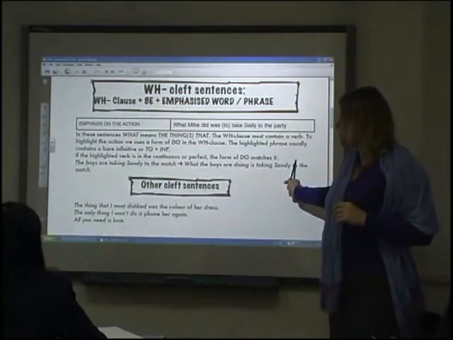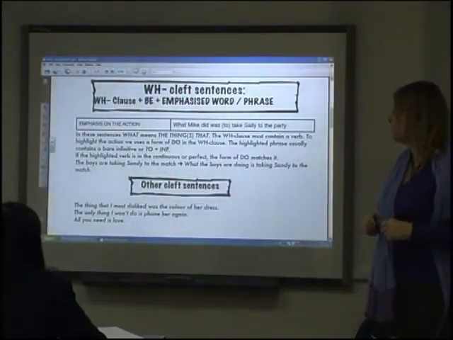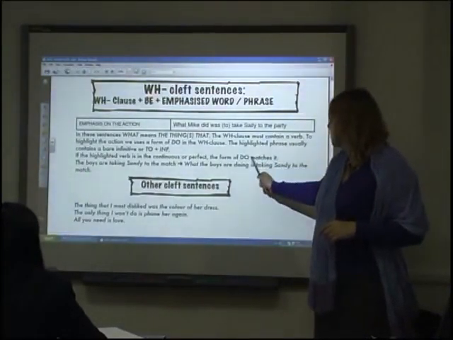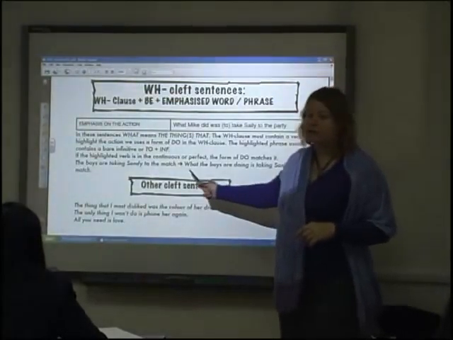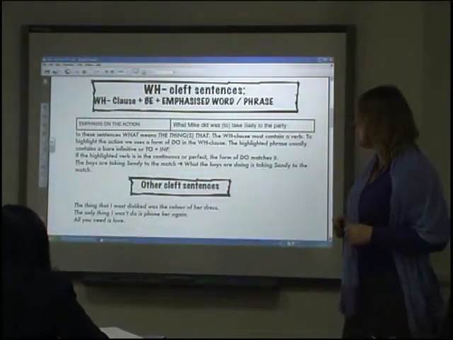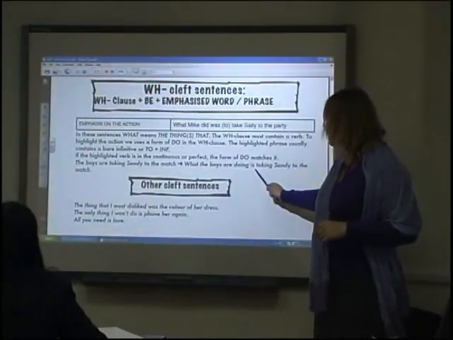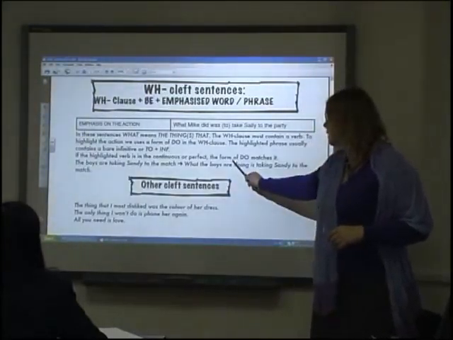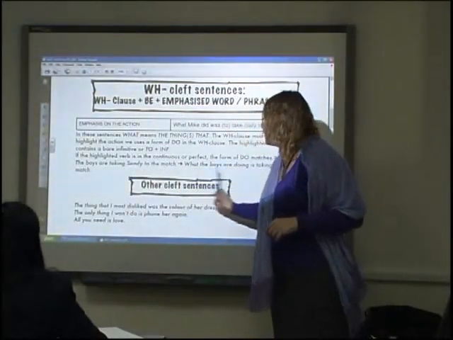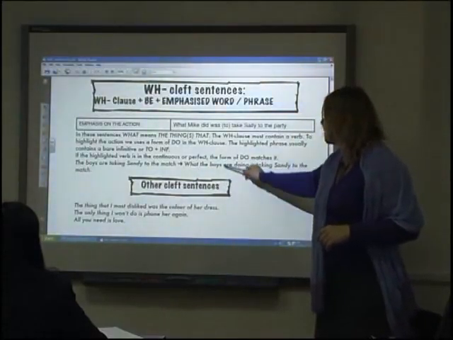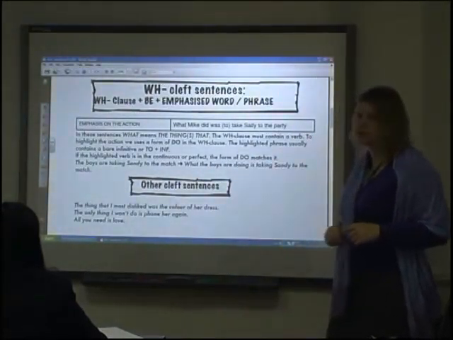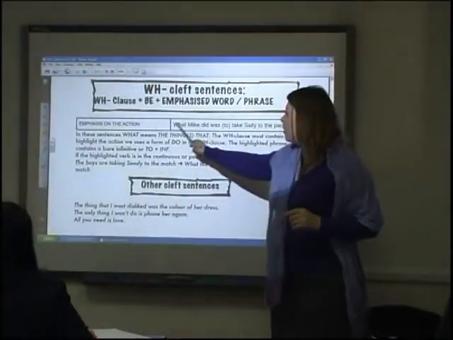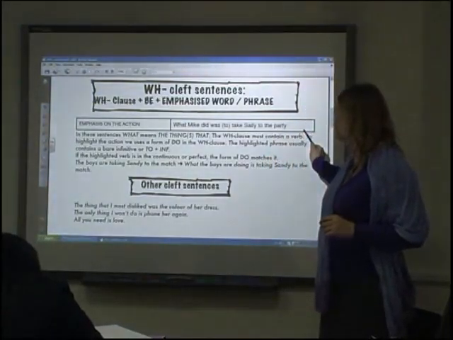Right. What's important is that if a highlighted verb is in the continuous form or a perfect form, then the verb do matches it. So have a look at the example. The boys are taking Sandy to the match. What the boys are doing is taking Sandy to the match, right? So as you can see here, the main verb is taking. So if you emphasize it, then what they are doing is taking Sandy to the match. Please copy this frame information, then also emphasis on the action and the example.